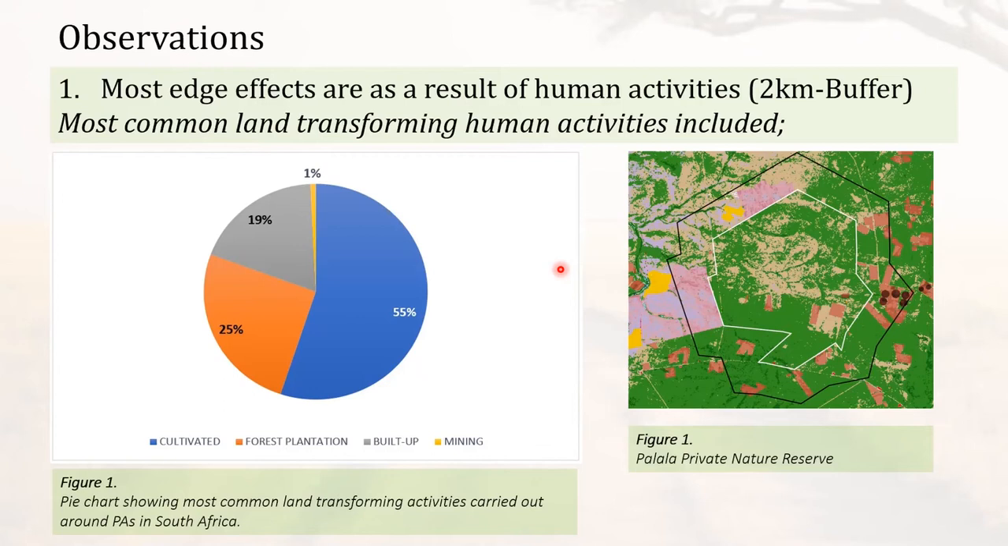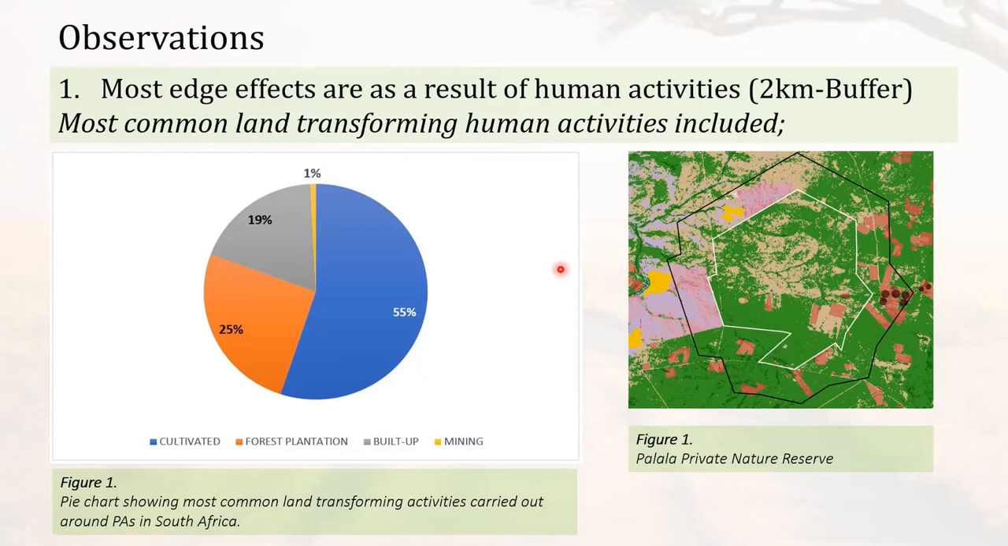So our data confirmed our expectation. And how we confirmed this is, if you look on the right, there is Parallel Nature Reserve, and we drew a 2 kilometer buffer around it. Between the white and the black line, that is the surrounding of the park, and within the white line, that is the area of the park. Then we quantified all the activities. You can see in brown, purple, yellow, there are different activities carried out by human beings, and we quantified them and found out how much they affect.